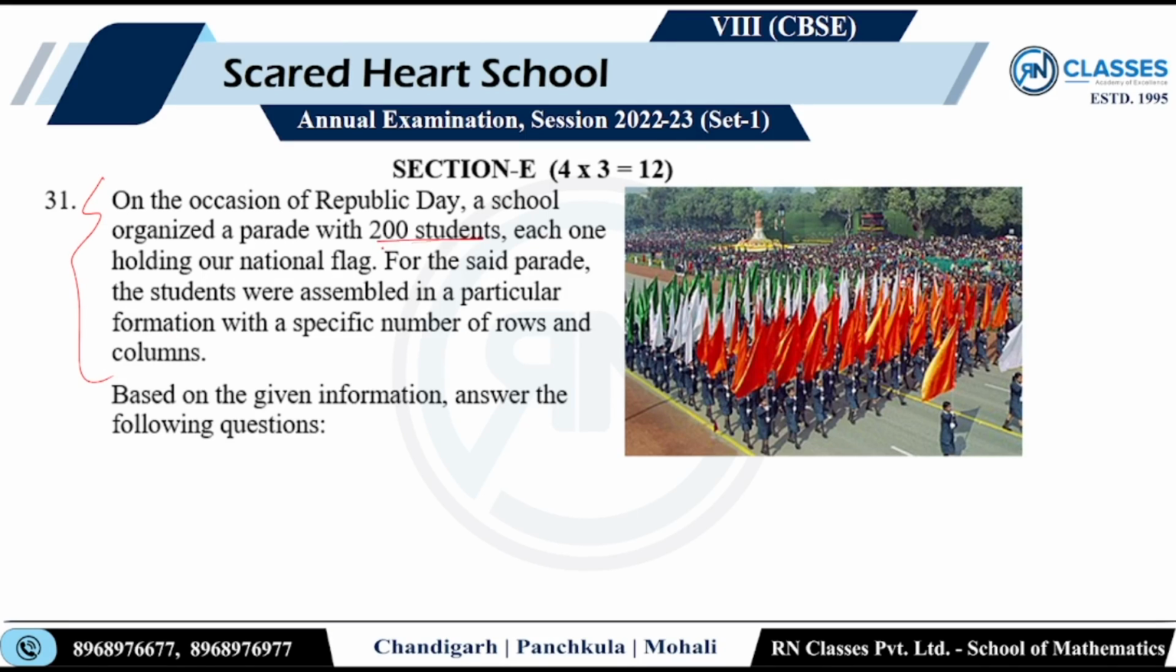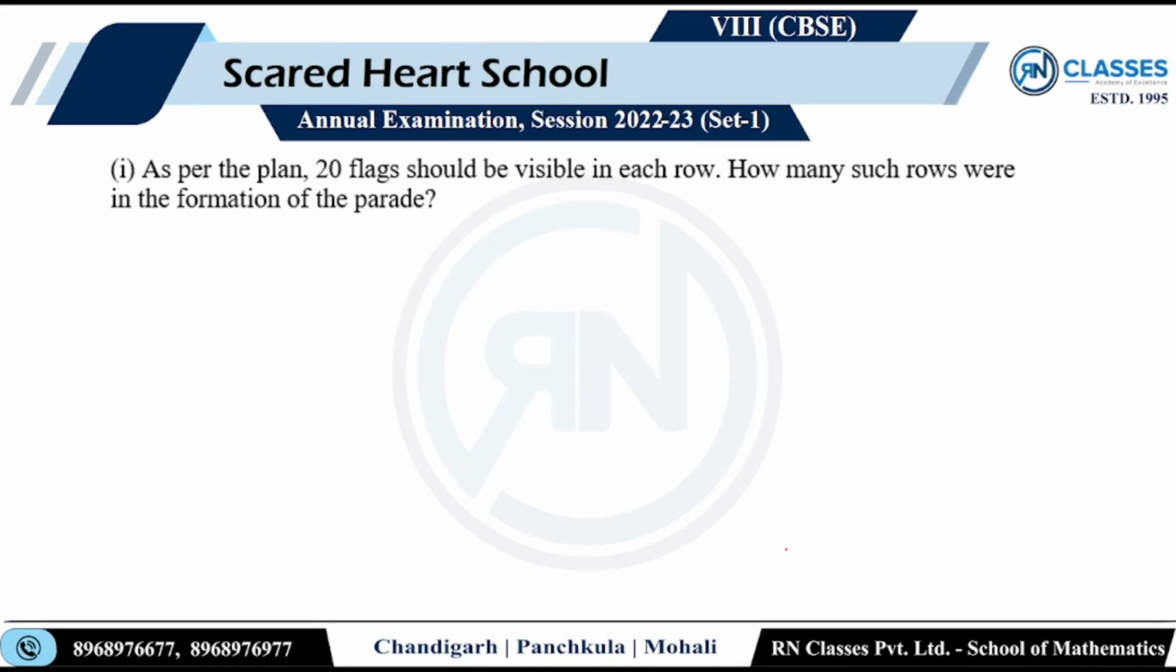So there are 200 students, which was the most important part over here. So इस पे basis हम कुछ questions करें, right? As per the plan, 200 flags should be visible in each row. 200 flags नहीं, 20 flags should be visible in each row. How many such rows were in the formation of the parade?